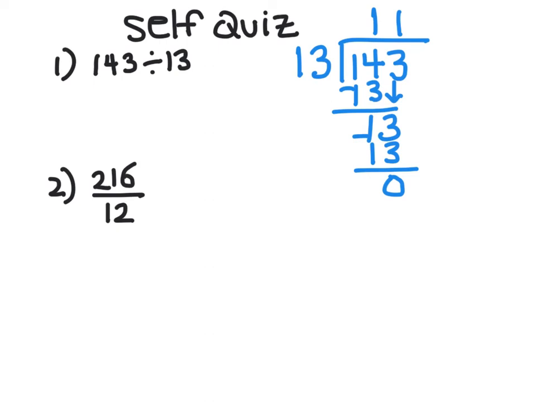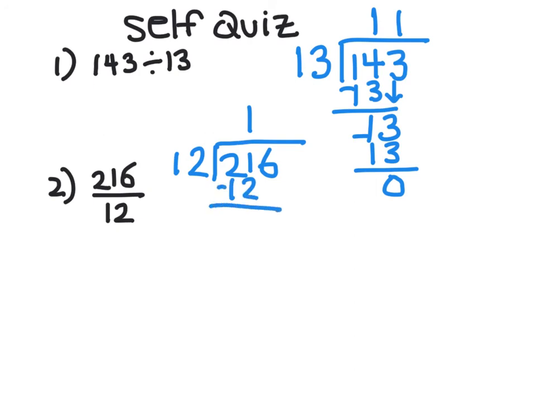Next we have 216, and that's being divided by 12. So 216 goes in the house. 12 will go one time into 21. So I'll put the 1 above the 1 in the dividend. And then subtract, we're going to have 9, bring down the 6. All right, 12 will go exactly 8 times into 96 with no remainder, and that's it.